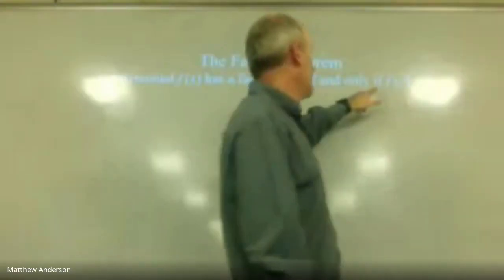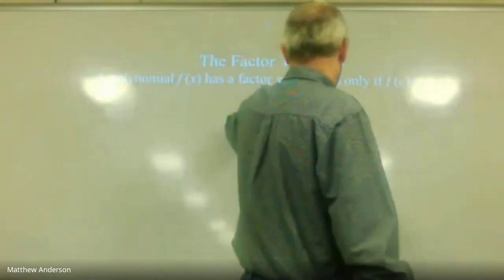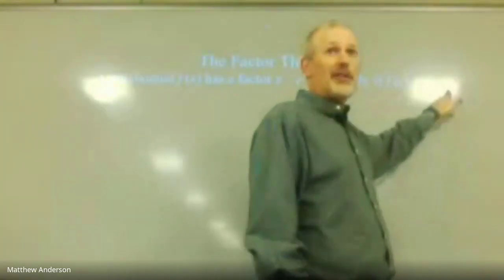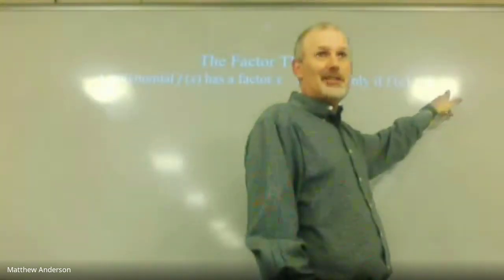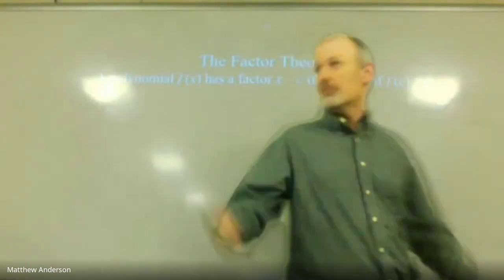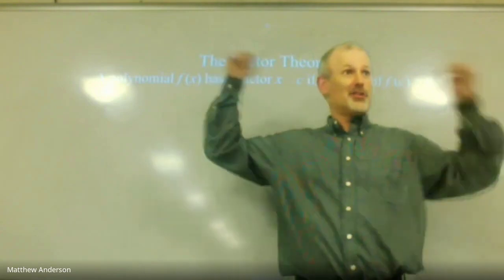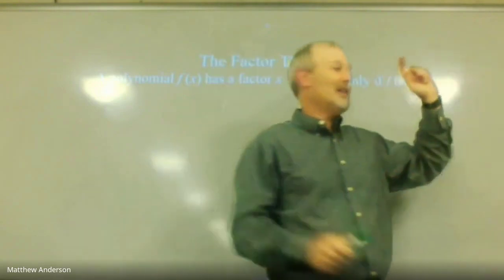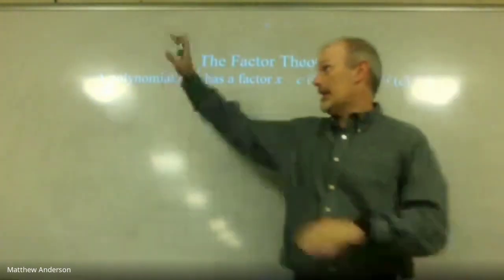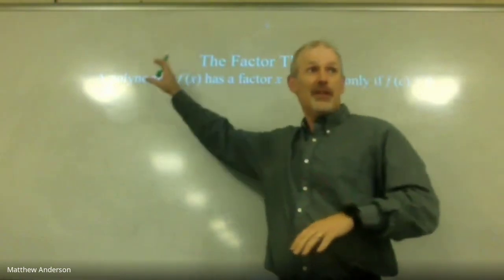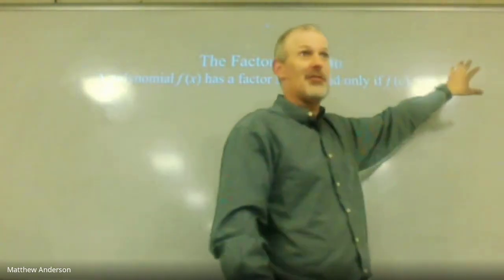Well, we just figured out that if you use c and you plug it in, you get the remainder, right? And then what are they saying? Well, the remainder is 0. Well, we already knew that over here, right? Because that's what it means to factor. So they're saying these things always go together. If you get a remainder of 0, it has to be a factor. If it's a factor, the remainder will have to be 0.